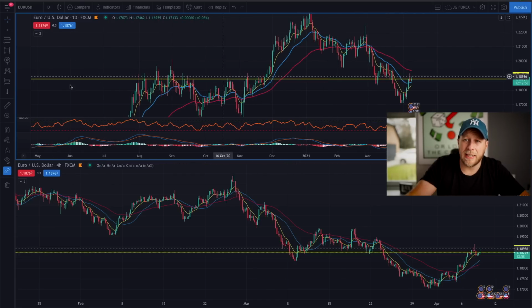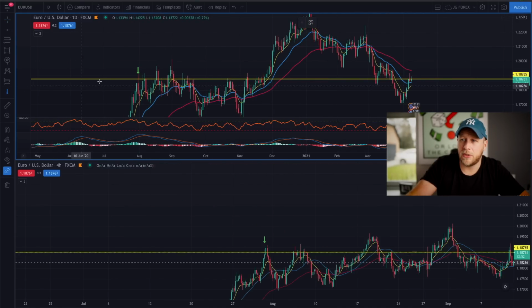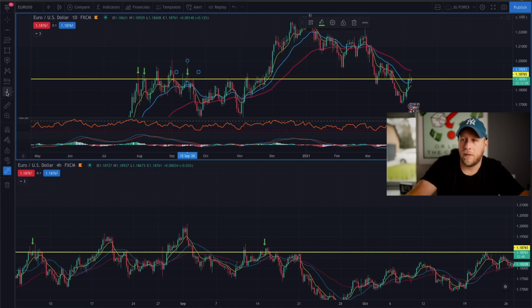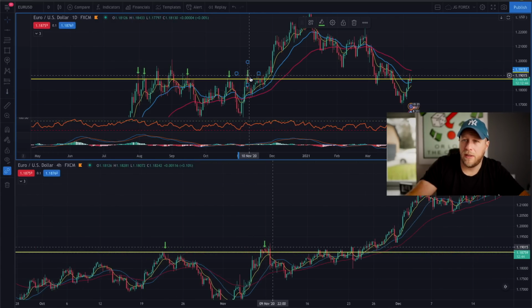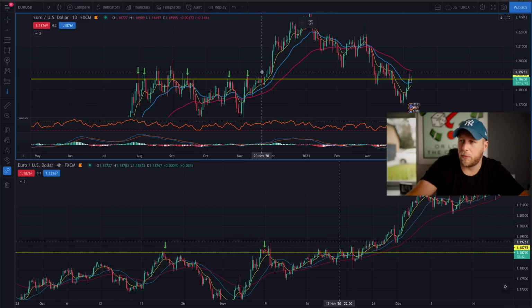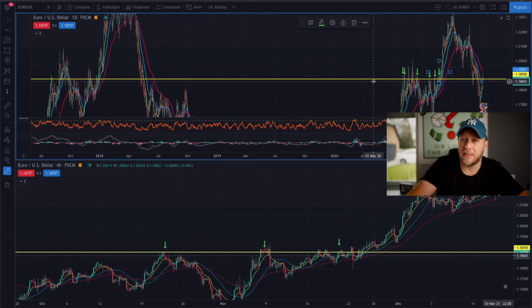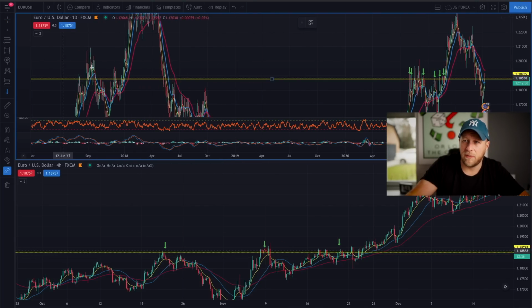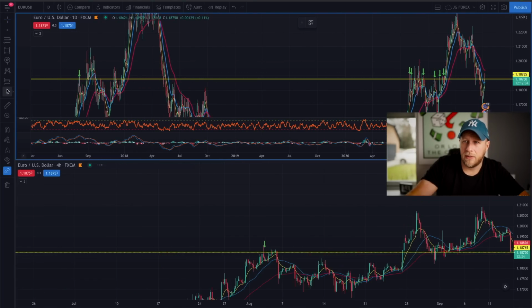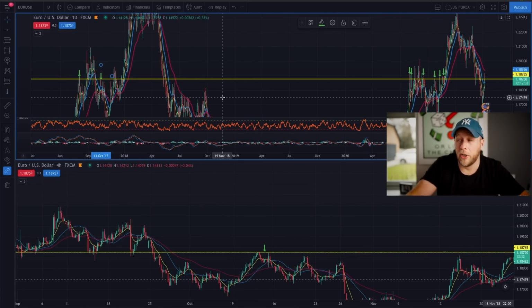Now we can start looking again at structure, looking left. 1, 2, let's see how many more, 3, 4, 5, again 6 before we broke to the upside. It then came down, we found support. If you scroll left, you're going to see more and more tests of this level, right? 1, 2, and you can go on and on.